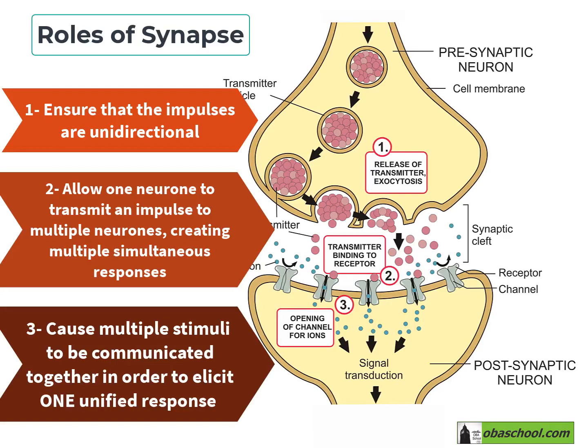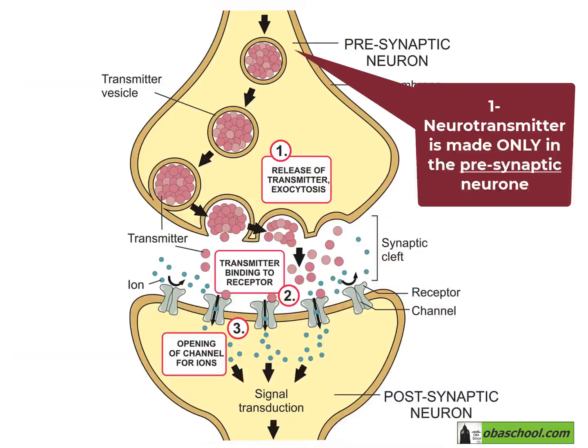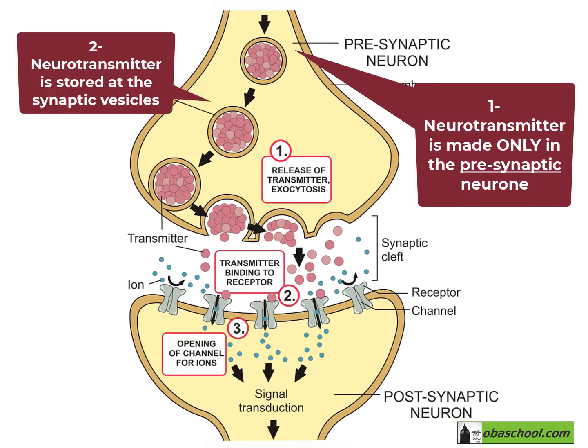To better understand the function of the synapse, let's understand the sequence of events that happen at the synapse. First, the chemical or the neurotransmitter will be made only in the presynaptic neuron and not in the postsynaptic neuron. This neurotransmitter will be stored at the synaptic vesicles.